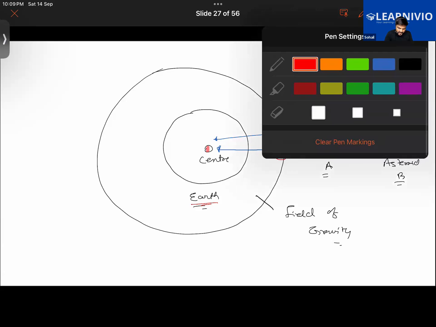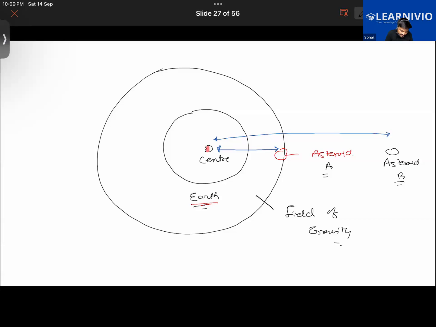Now let us take another asteroid, asteroid C. Out of these two asteroids, A and C, which one of them will be experiencing more force of attraction? Asteroid C, obviously. Because of the distance. The distance here is less.